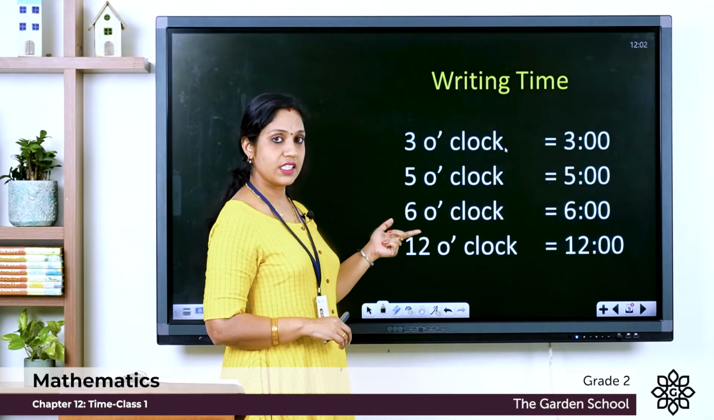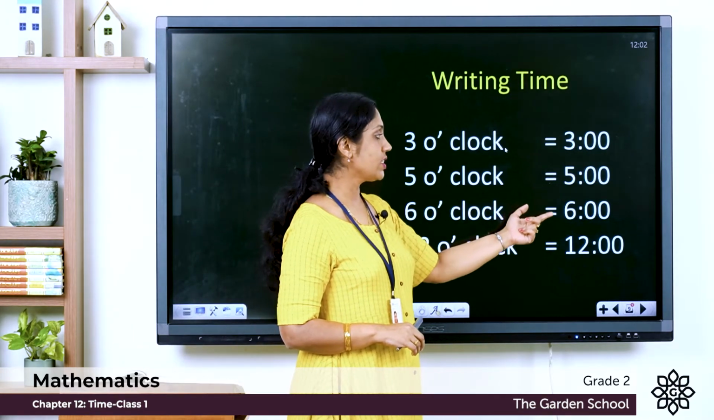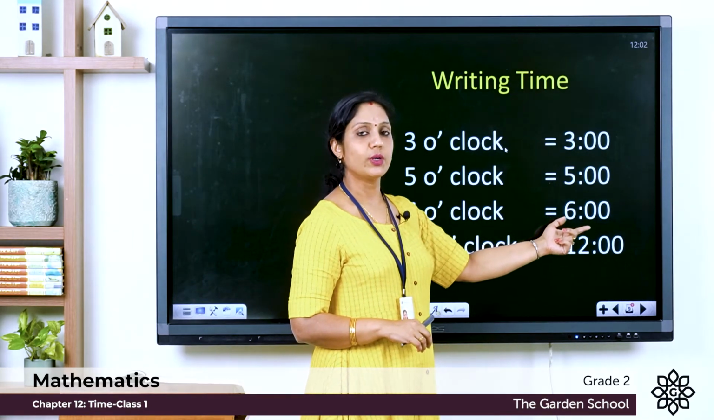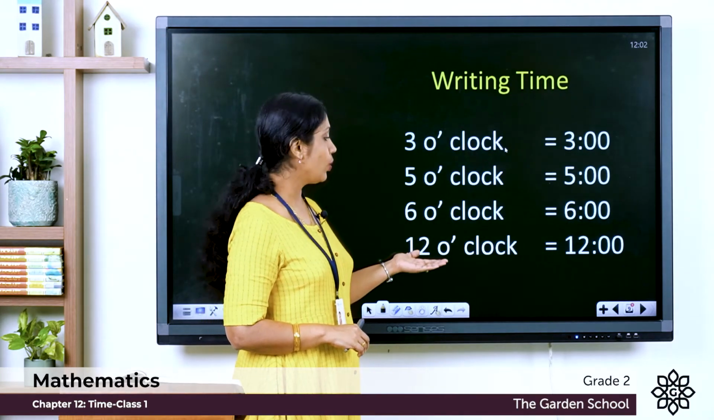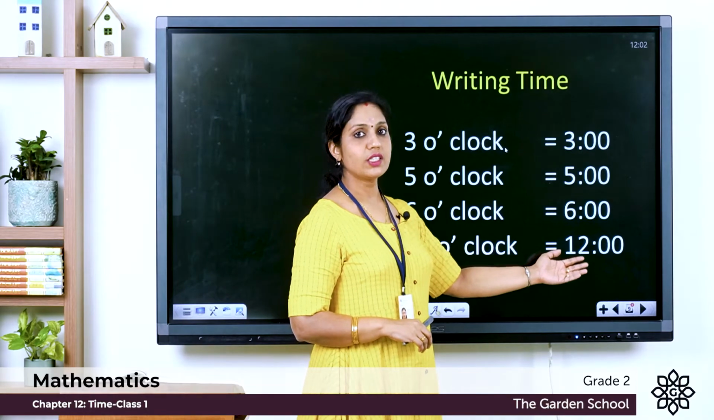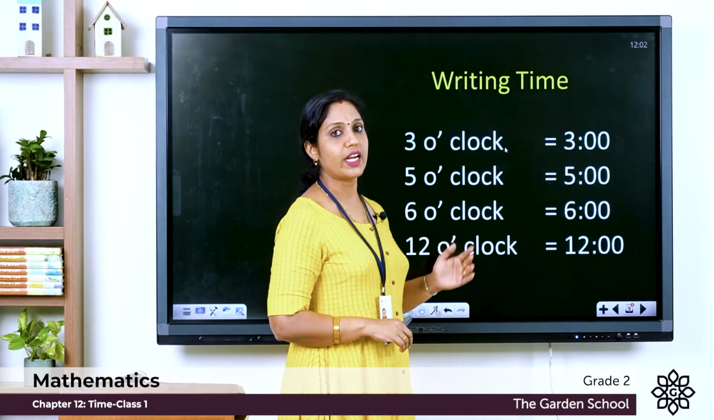The next is 6 o'clock, and you can see here it's written 6:00. And the next you can see is 12 o'clock. See how it's written? 12:00. So this is how we write the time.